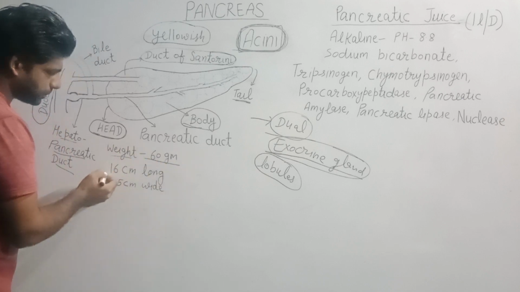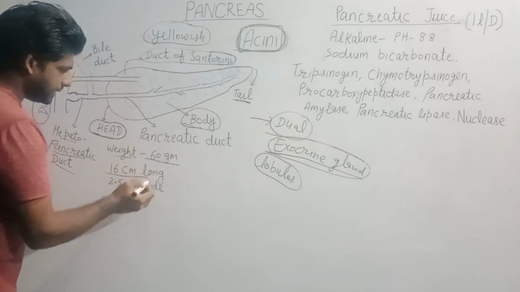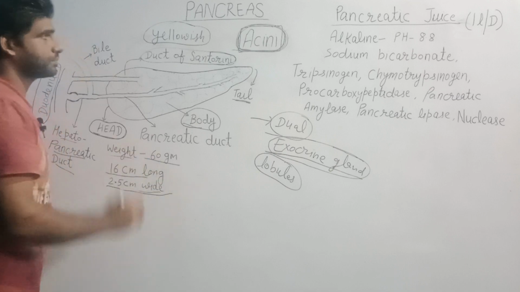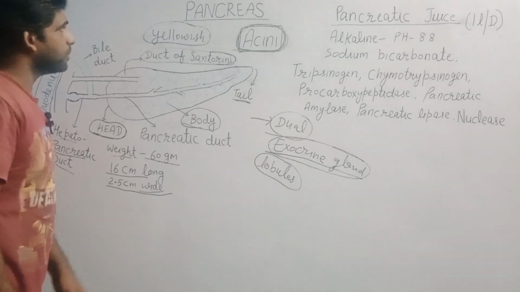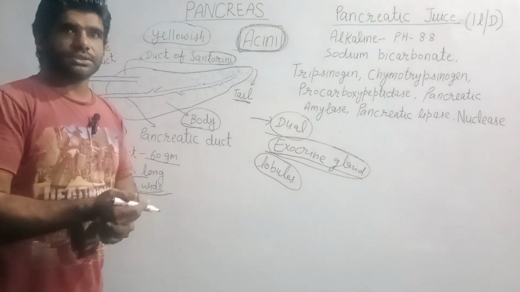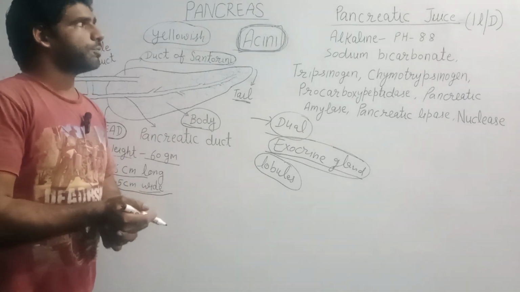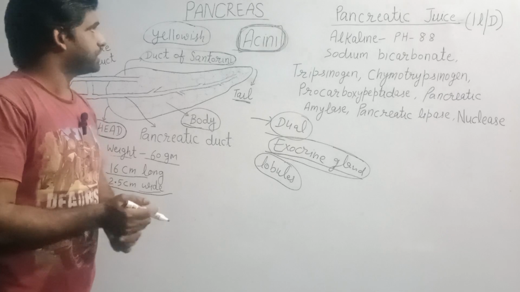The weight of pancreas is about 60 gram. Its length is about 16 centimeter. Its width is about 2.5 centimeter. This is all about pancreas structure. Now we will study about composition of pancreatic juice, which is secreted by acini.